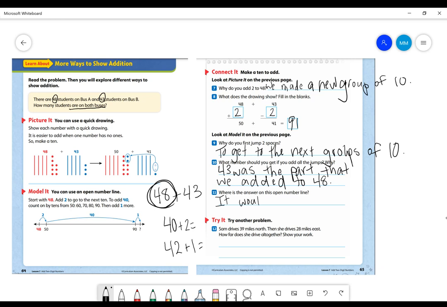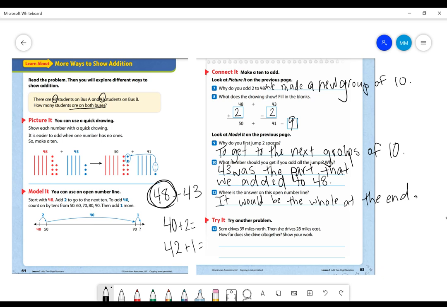be the whole at the end of the number line, right? So our open number line ends when we get to our whole. So we have 48. We added 2 to make an even group of 10. So we had 50. Then we added 4 groups of 10 to get to 90.